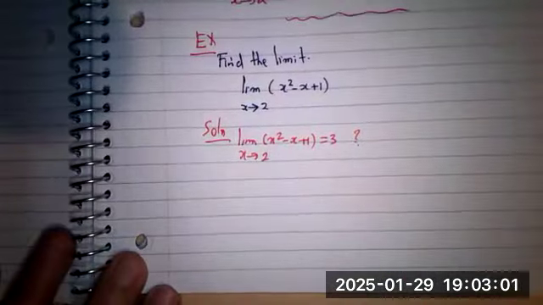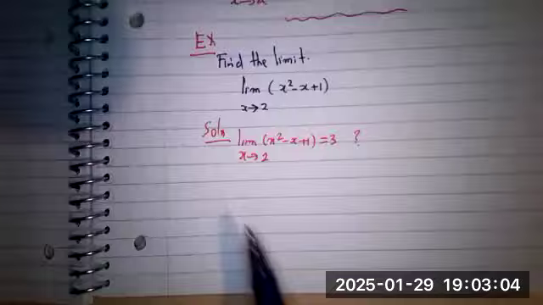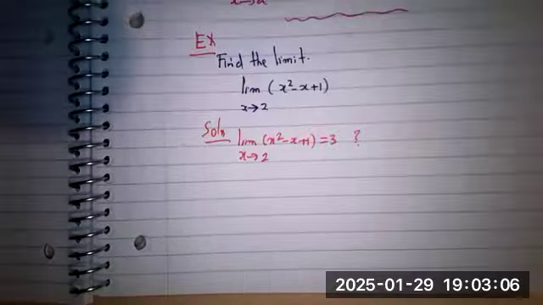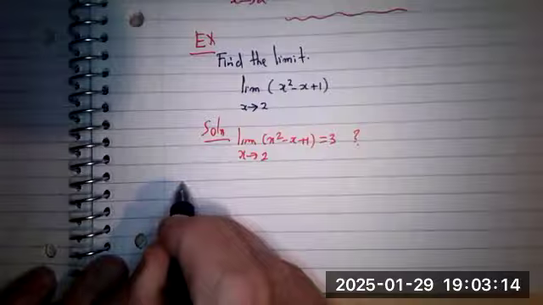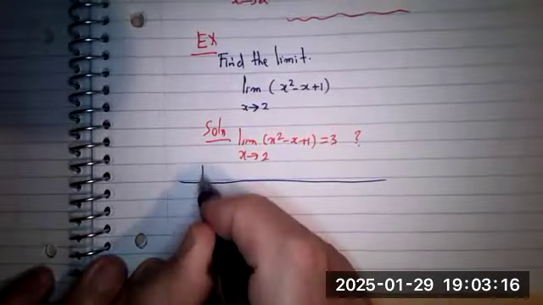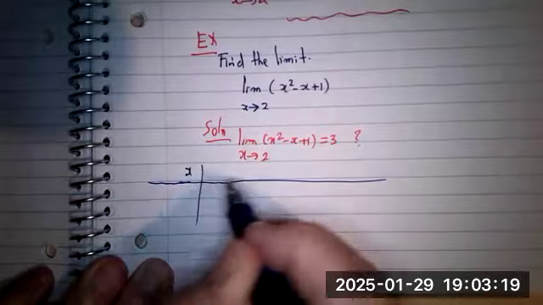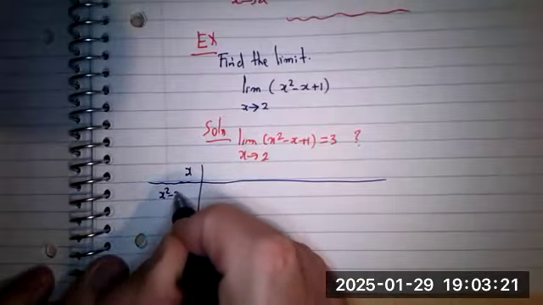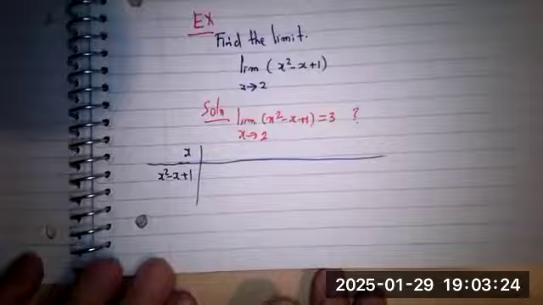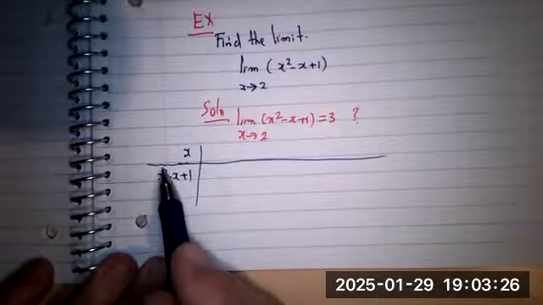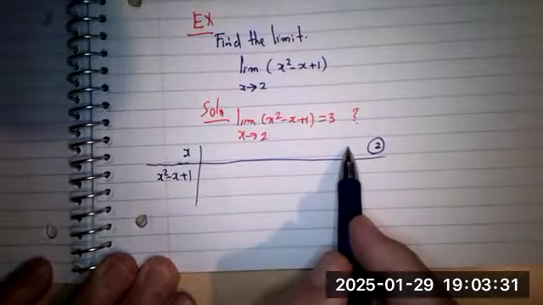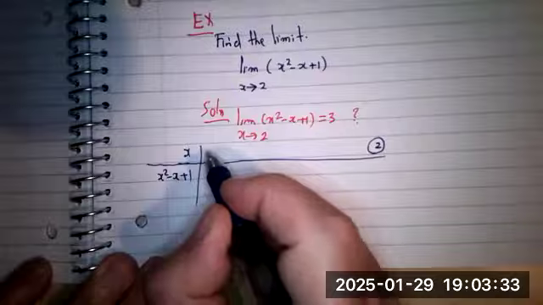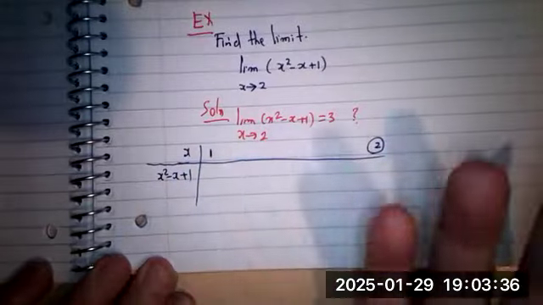But we need the confirmation. The confirmation is you go to the right and the left of the 2. You pick some values which are close to the 2, and you show that this value goes to the 3. So the confirmation is this. I pick the x. This is x squared minus x plus 1. First I want to go to the 2 from the left. So this is 2, and I have to pick some numbers here. I go between 1 and 2, just as an example.